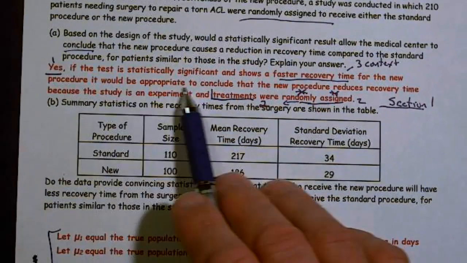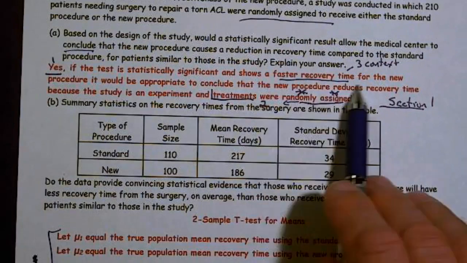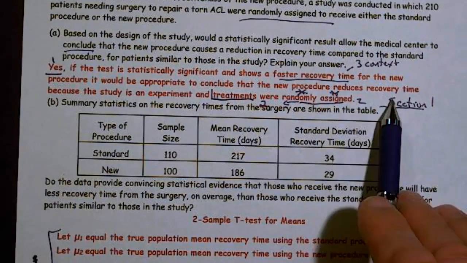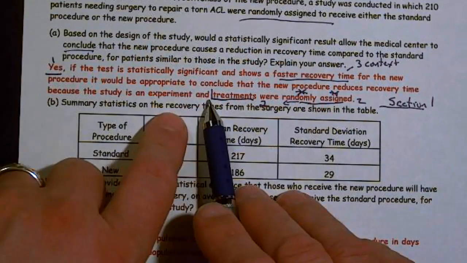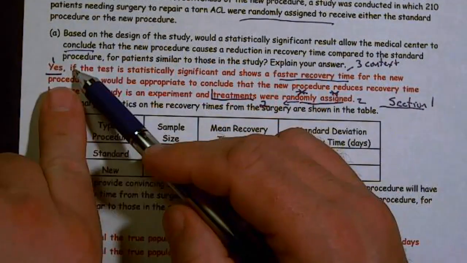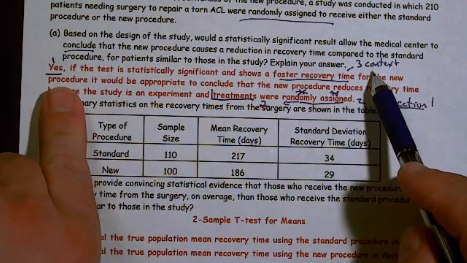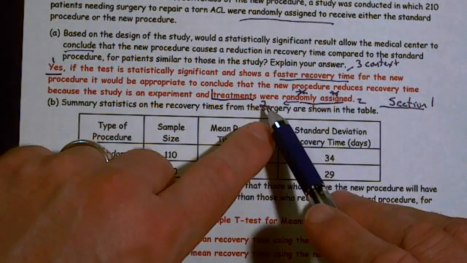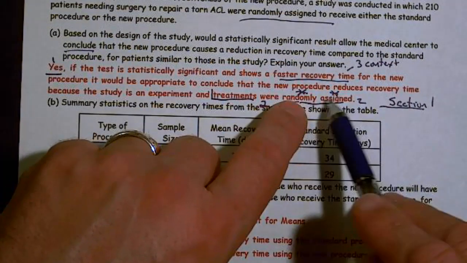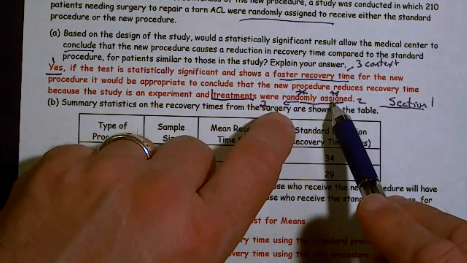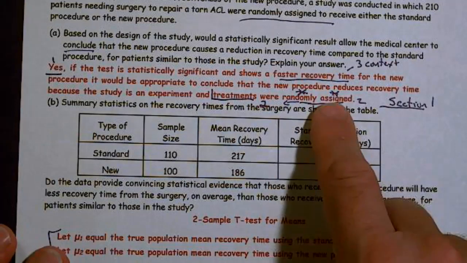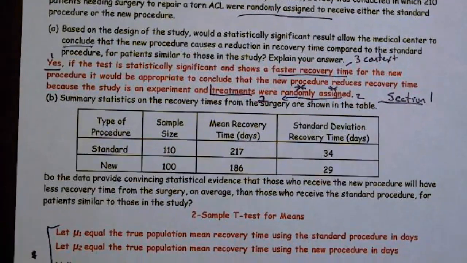Yes, if the test is statistically significant and shows a faster recovery time for the new procedure, it would be appropriate to conclude that the new procedure reduces recovery time because the study is an experiment and treatments were randomly assigned. So we have to have the correct decision. We have to back it up in context, and we have to say treatments were randomly assigned. If you're missing one of those words, you're going to a partial. You have to say random assignment, randomly assigned. And make sure it's not sample, it's assigned. Super important there.